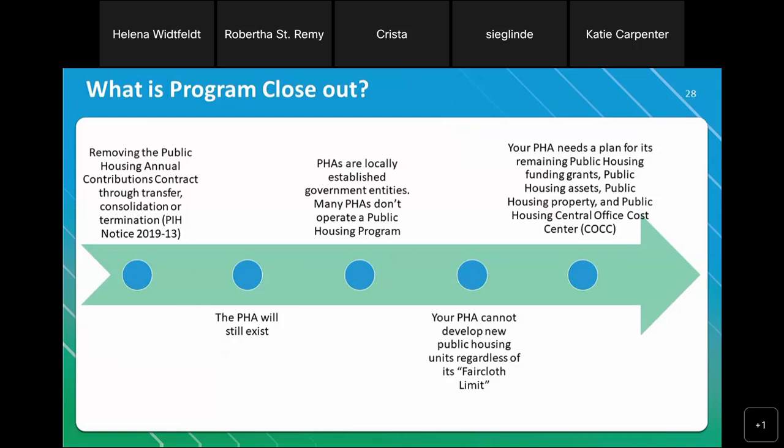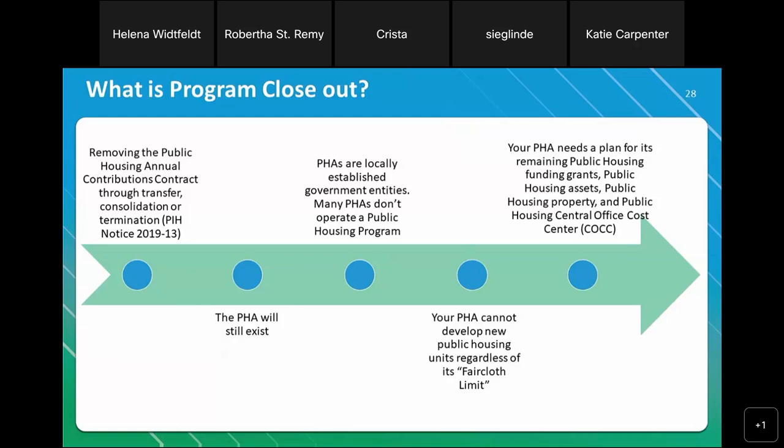Your housing authority, though, cannot develop additional public housing units regardless of its Faircloth unit limit count for your units to be created. So once you choose that option, there is no more ability to create public housing units.